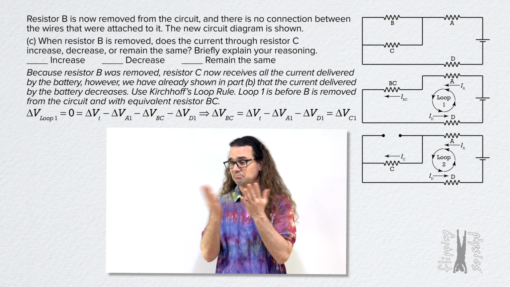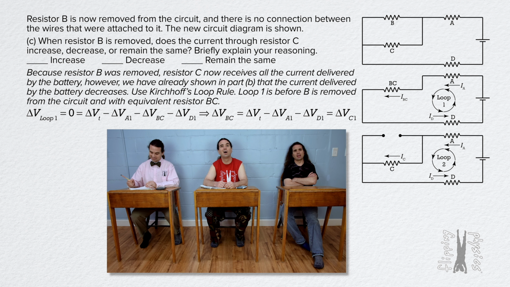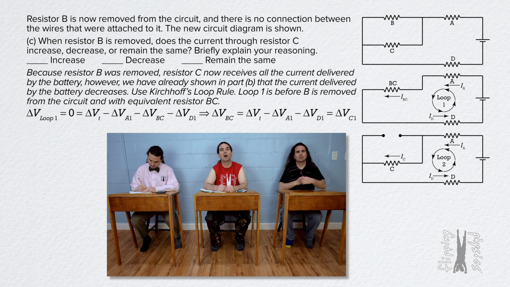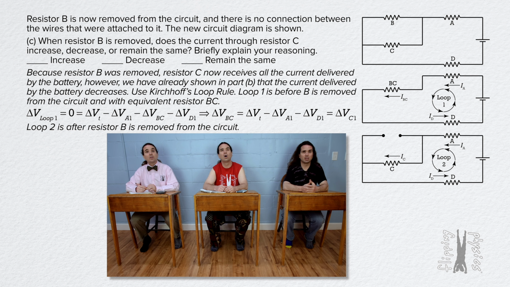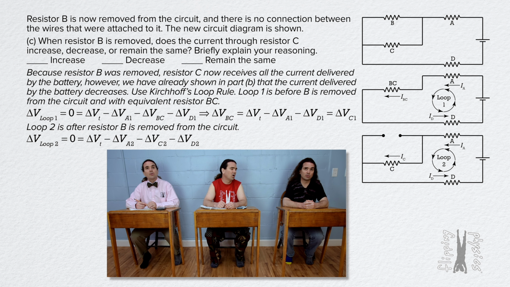Y'all are doing well so far. Bo, please keep going from there. Well, now we need to use Kirchhoff's loop rule around loop 2 after B is removed from the circuit. So, loop 2 is after B is removed from the circuit, and then the equation. Voltage around loop 2 equals 0, which equals the terminal voltage minus voltage across A2 minus voltage across C2 minus voltage across D2. That means voltage across C2 equals terminal voltage minus voltage across A2 minus voltage across D2. But I'm not really sure how that helps.